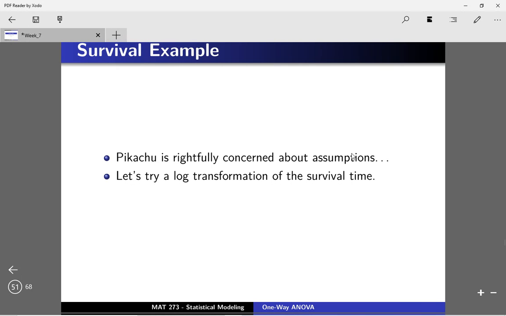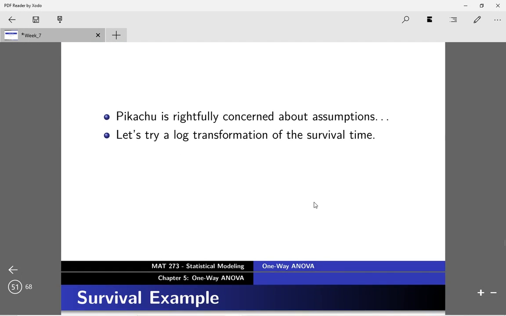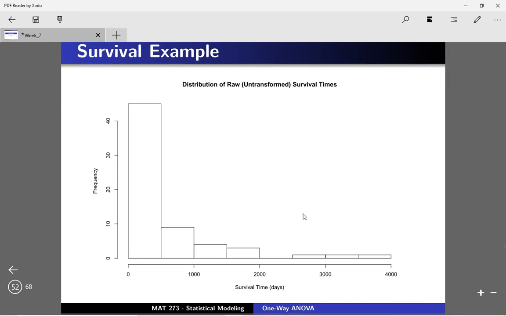So we're going to log transform the survival time and see if this helps the assumptions be met. So here's a plot of just the raw untransformed survival times. This is where I was talking about how you can get values that are very, very big because someone survived for 4,000 days. So it ends up with this sort of skewed distribution.